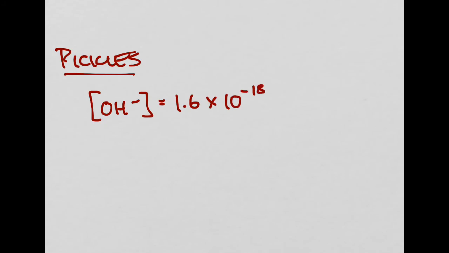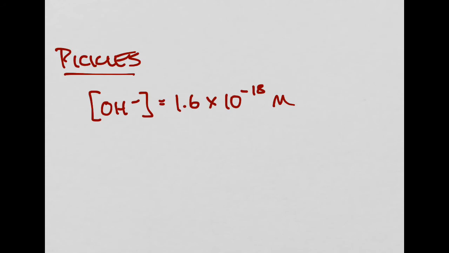Okay, I want you to imagine that the pH of pickles, all right, we want to figure out what the pH of pickles is, and I tell you that the concentration of the hydroxide ions is 1.6 times 10 to the -10. All right, and you need to tell me if the pickles are acidic, neutral, or basic. So this is a little bit tricky.